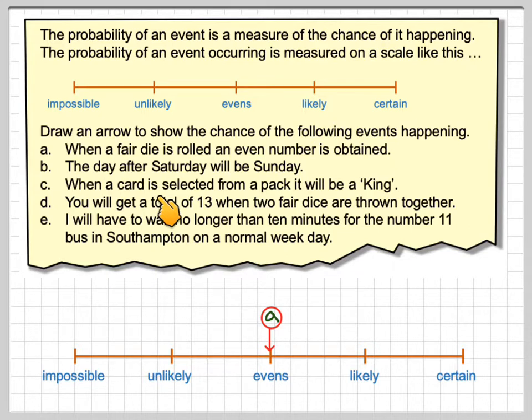B: the day after Saturday will be a Sunday. Well, that's certain to happen because the day on the calendar after Saturday is Sunday. So that will go up here. C: when a card is selected from a pack, it will be a king. There are only 4 kings in a pack of cards, and there are 52 altogether if we don't count the jokers. So that is going to be almost impossible, between impossible and unlikely. So we'll put that about there.